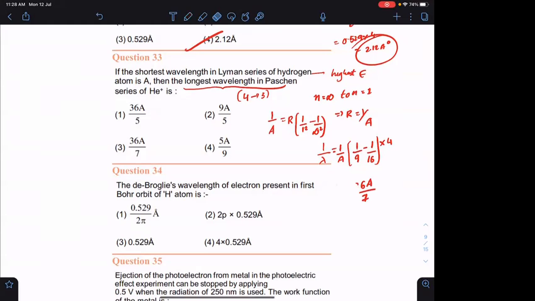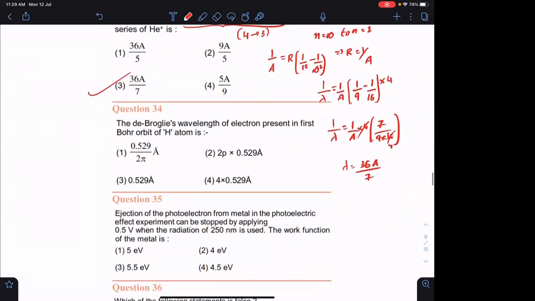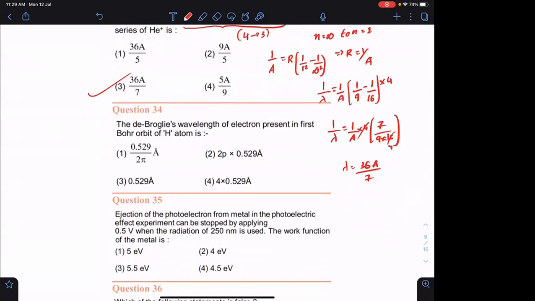Calculate karna hai kya? Yahan pe 1 by lambda is equal to 1 by A into 4 into LCM liya, to 7 upon 9 into 16, 144. So lambda is equal to 36A upon 7. Option C. Same question hum bahut baar kiya hai. I hope everyone are able to solve these questions. All these questions we have seen in our classroom as well many times. Previous exams mein bhi aisa hi questions kuch diya hai.